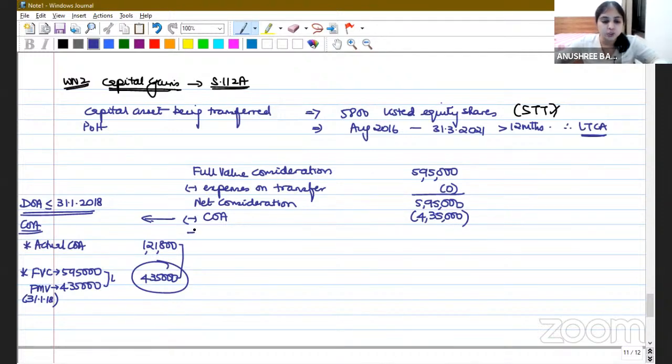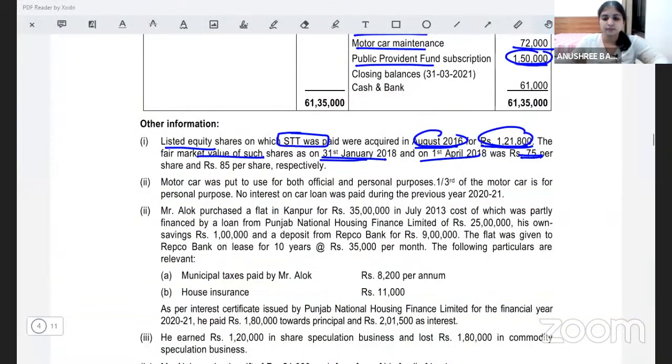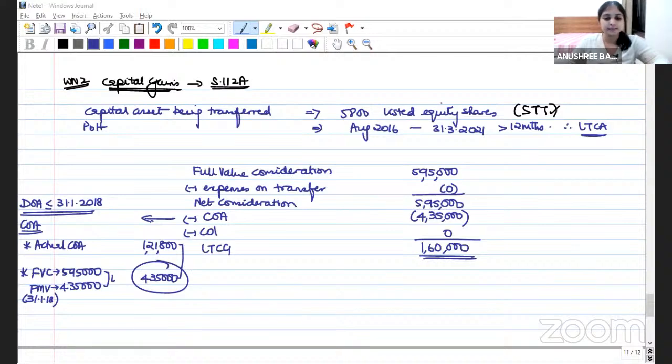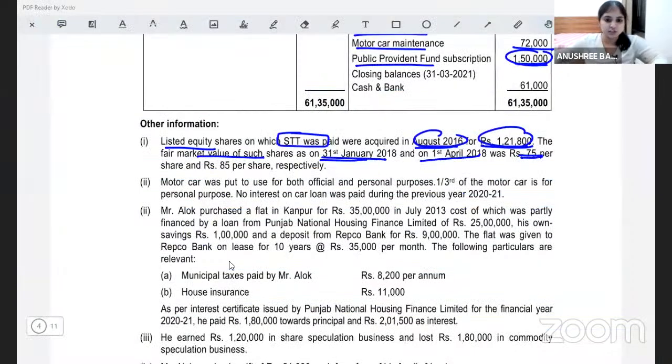All right. And do we have any cost of improvement over here? No. So what is my capital gains now? 1,60,000. This is what our LTCG will be. Done? Yes. So with this, we are done with the first adjustment.